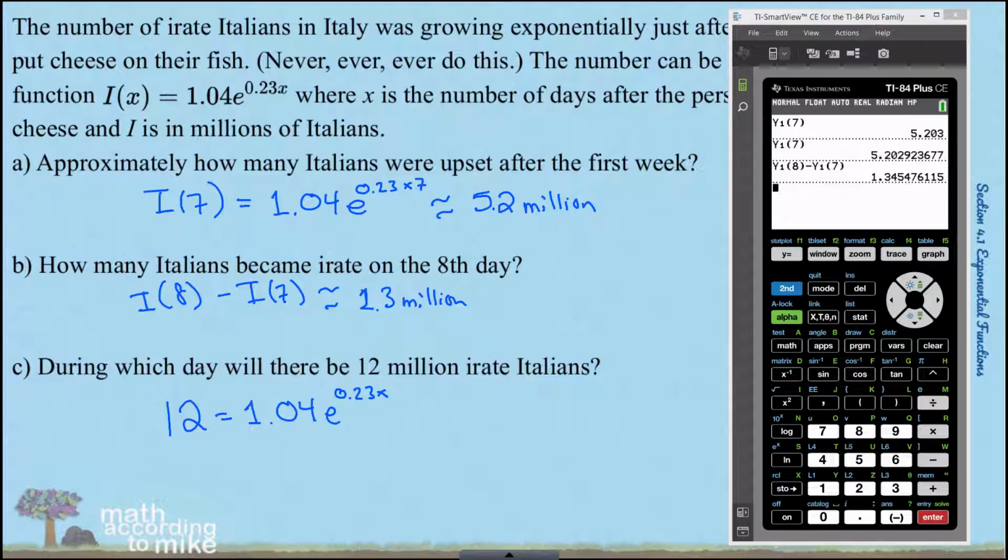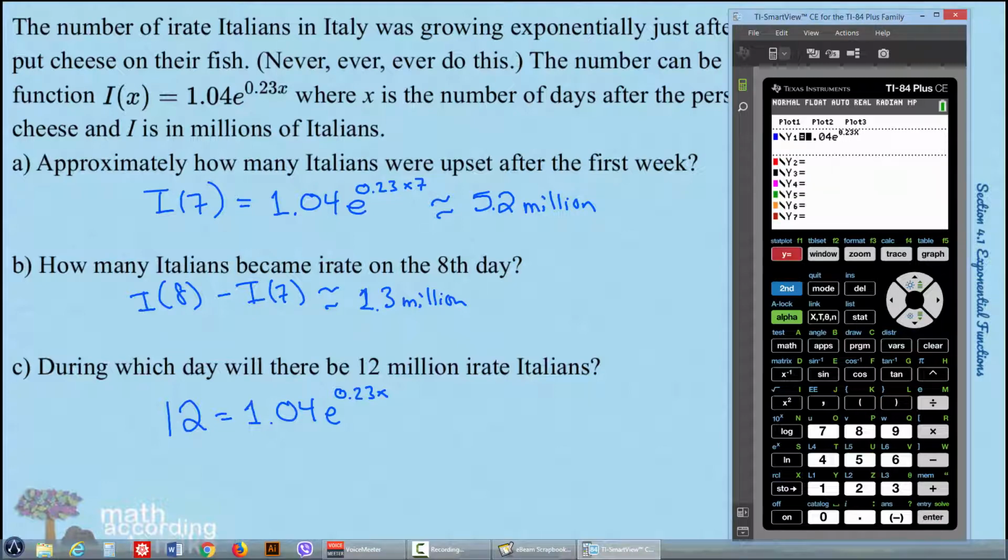To solve this, we're going to use our calculator. We're going to go to Y=. We already have the function in Y1. We're going to put the other side of the equation, namely 12, in for Y2. Now we have to play with the window because this is all trial and error, to be very honest with you.